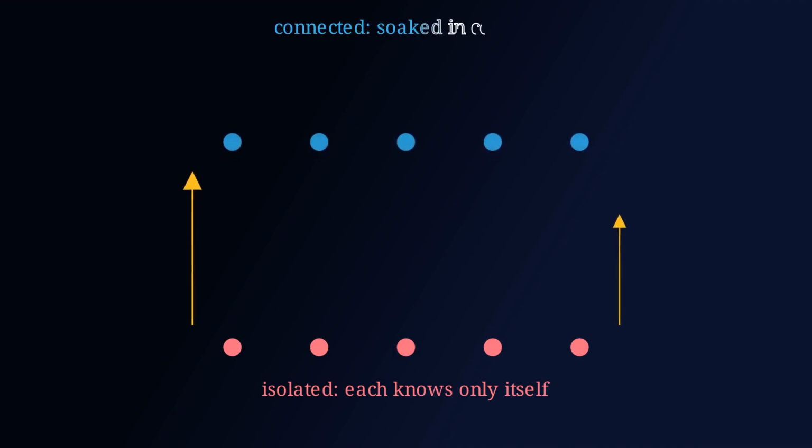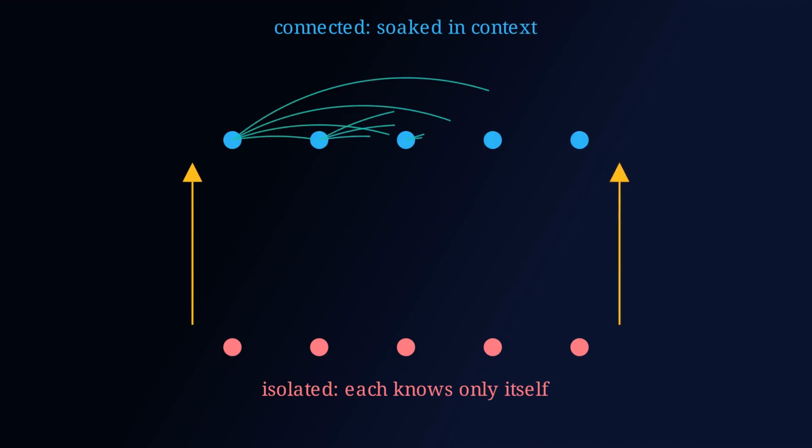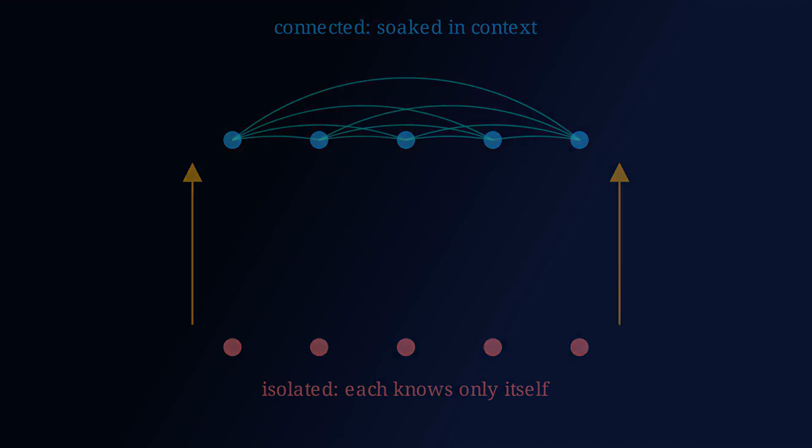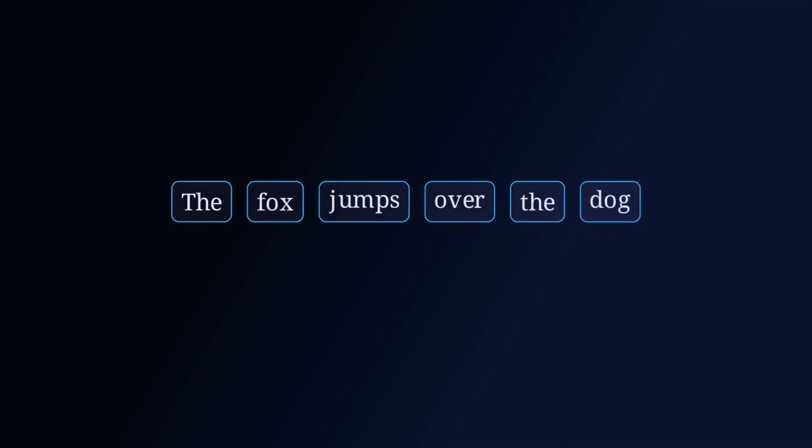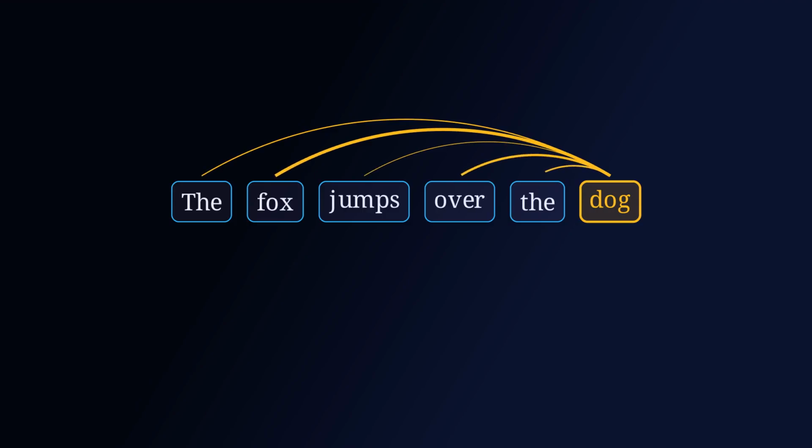What does better informed mean? At the start, each token vector only knows about itself. The whole job of the layers is to let tokens look at each other, so that by the top, every vector is soaked in context from the entire sentence. The key mechanism that lets tokens share information is called attention. The name is apt. At each step, every token gets to look back over the others and decide which ones are worth paying attention to.